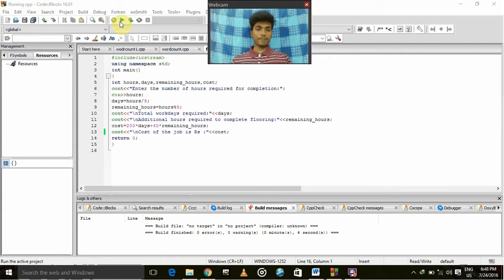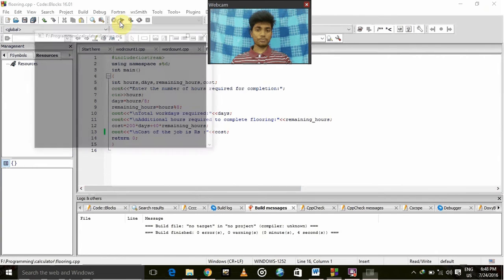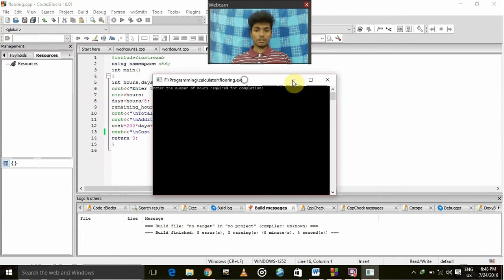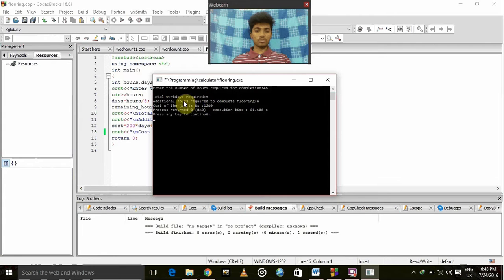Now we would run this program. I'll show you one example. So here it is asking the user to enter the number of hours required for completion. Suppose we enter something here, 46, which is not a multiple of 8. So we would enter it here, and it's mentioning the total number of required work days is 5, since it's only 5 times divisible, not more than 5 times. And now the additional hours required to complete flooring is 6.